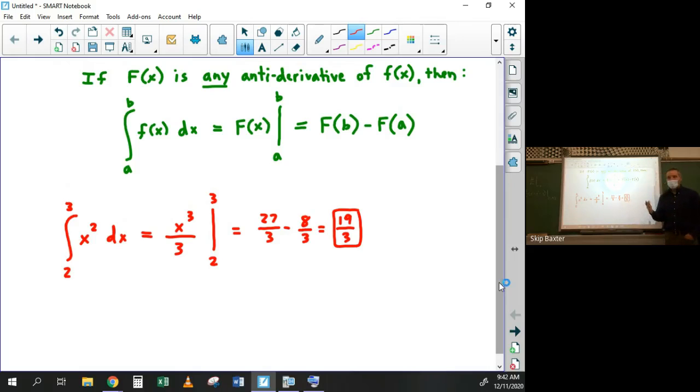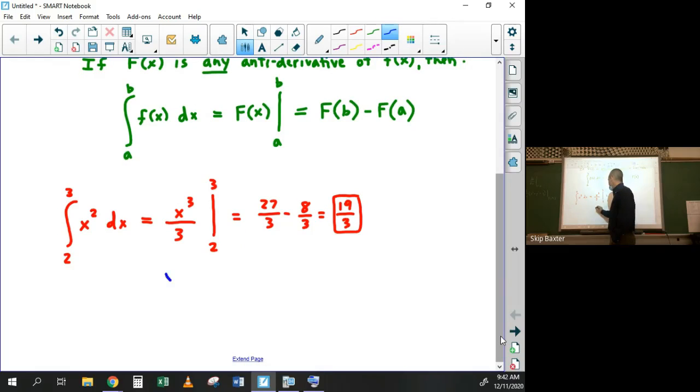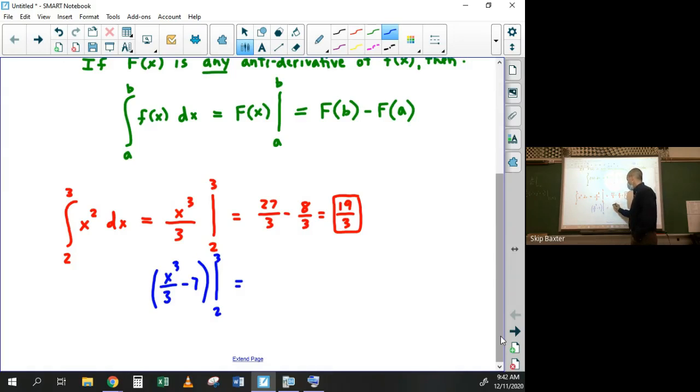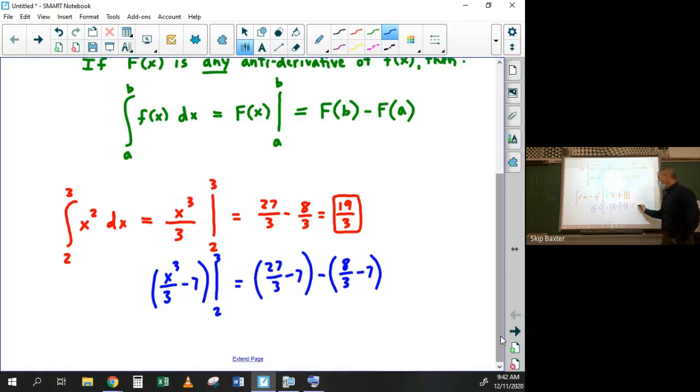Now notice, if I had picked a different antiderivative, I would get the same answer, right? Suppose instead of x cubed over 3, I picked x cubed over 3 minus 7 and evaluated that from 2 to 3. That would mean the answer would be 27 thirds minus 7 minus 8 thirds minus 7. Don't you agree that you're going to get the same answer? Because the c's are going to cancel each other out, right? So save yourself a little bit of a headache and just always pick the antiderivative where c is 0. It's just making yourself have less work.